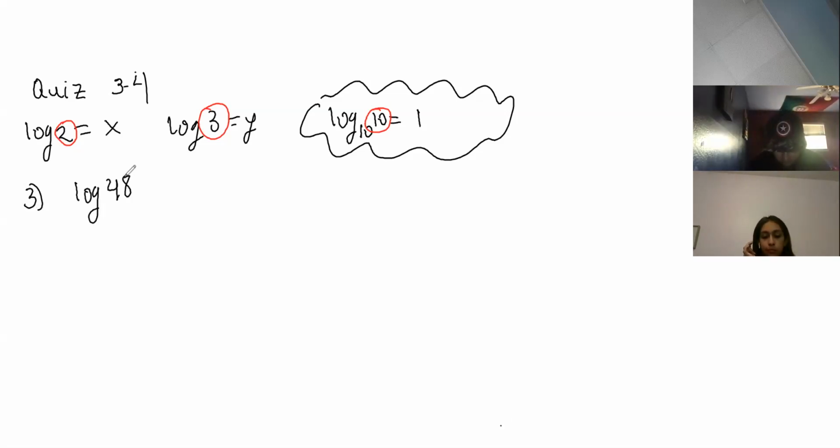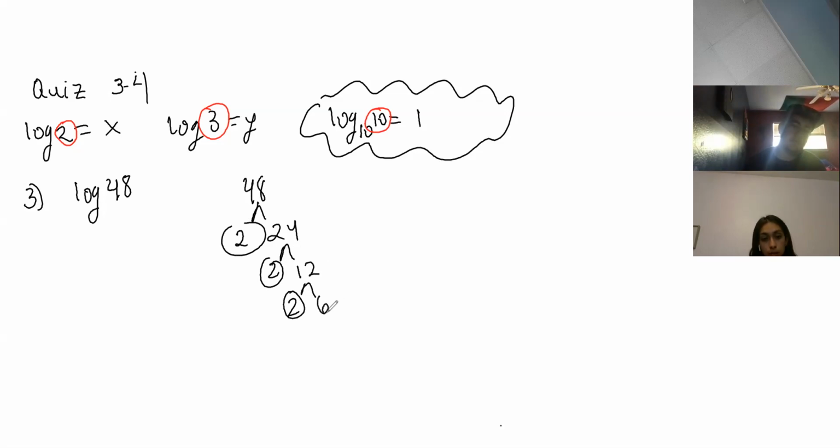So you're going to do the same thing we did earlier, just start to break it down. 48 at least divides by 2. What would that be? 2 and 24. And again, that's 2 and 12. 2 and 6, and then 2 and 3. So log of 2 to the 4th times 3.